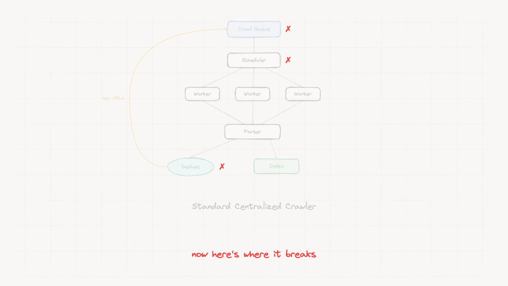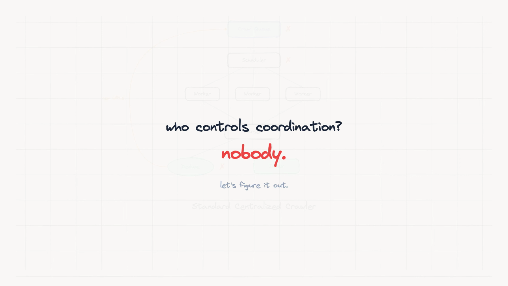Peers show up, disappear, crash, become unreachable. Some might even be malicious. So the question comes back, who controls coordination? This time the answer is nobody, and that changes everything. The problem is no longer how do we scale our crawler workers, it's how do peers figure out who owns what when nobody's in charge? That's the question. Let's figure it out.